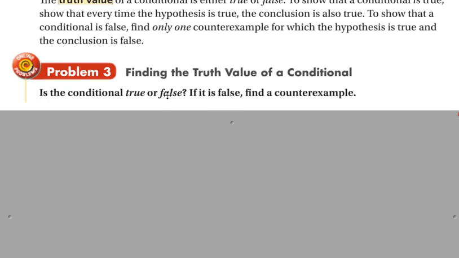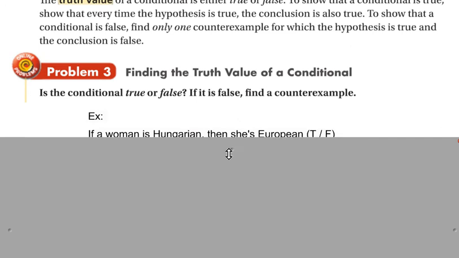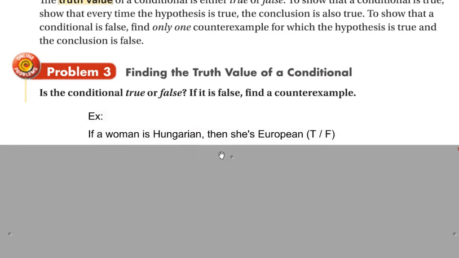Let's take an example. Is the conditional true or false? If it is false, find a counterexample. So, if a woman is Hungarian, then she's European. The question is, can you find an example where a woman is Hungarian and she's not European? By Hungarian, we mean she is born in Hungary. That is what makes her Hungarian. Or she's moved to Hungary. Well, the question is, where is Hungary?